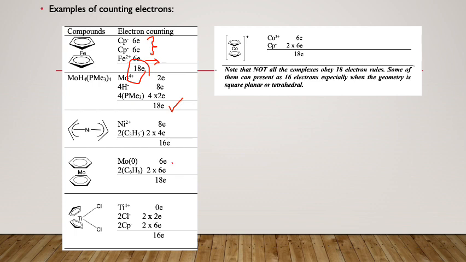The electronic configuration for the outermost electrons is 6. So 6 electrons here, and each of the benzene gives 6 electrons. So 6 times 2 is 12. 12 plus 6 is 18.